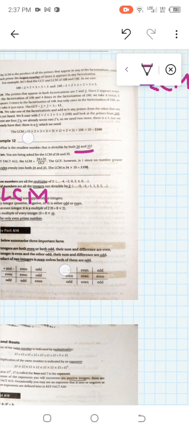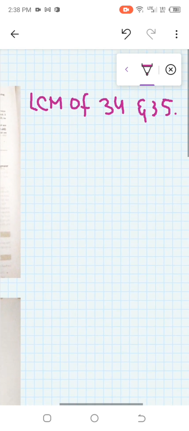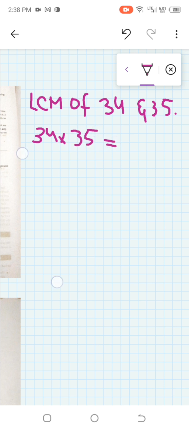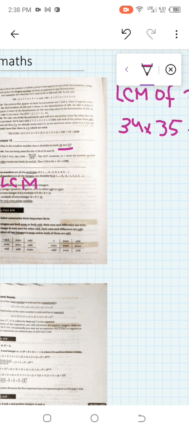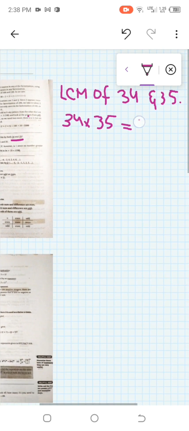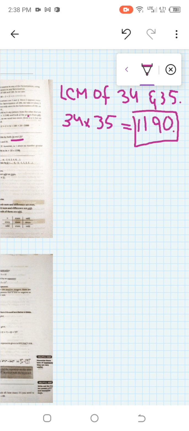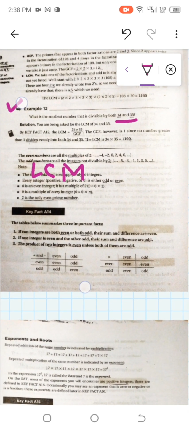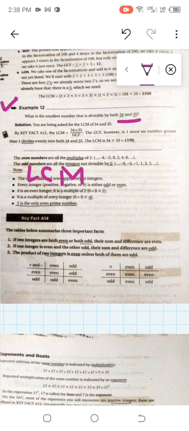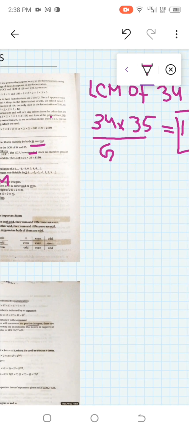An easy way to do this LCM: we multiply both, 34 multiplied by 35. The answer will be 1190. This is the basic simple common method you can use to find the least common multiple of any integers, by dividing by the GCF. Here the GCF, greatest common factor, is not given, so it is 1, and whatever you divide by 1, the answer will be the same.